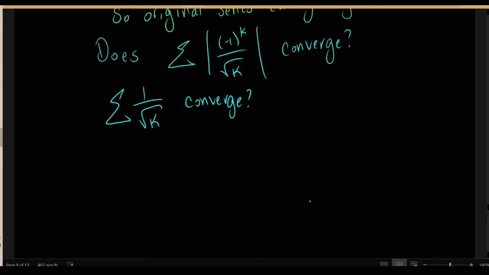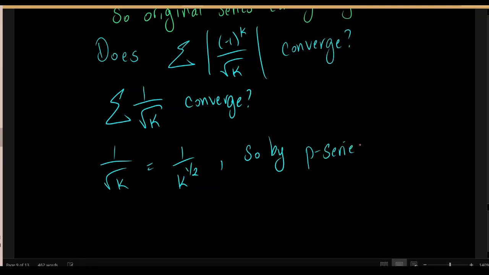But notice that this series, where we've taken the absolute value and we've stripped away the -1 to the k, is a p-series, because the square root is the same thing as a power of 1/2. So by the p-series test, because that power is something that's smaller than 1, this series diverges.